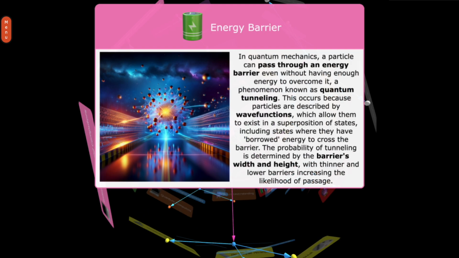In quantum mechanics, a particle can pass through an energy barrier even without having enough energy to overcome it, a phenomenon known as quantum tunneling. This occurs because particles are described by wave functions, which allow them to exist in a superposition of states, including states where they have borrowed energy to cross the barrier. The probability of tunneling is determined by the barrier's width and height, with thinner and lower barriers increasing the likelihood of passage.